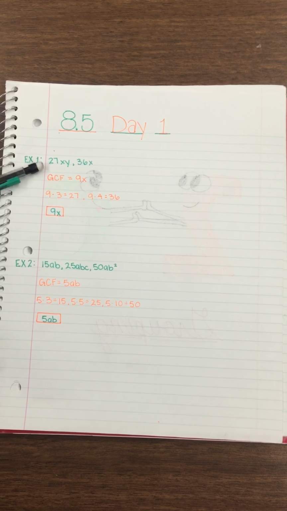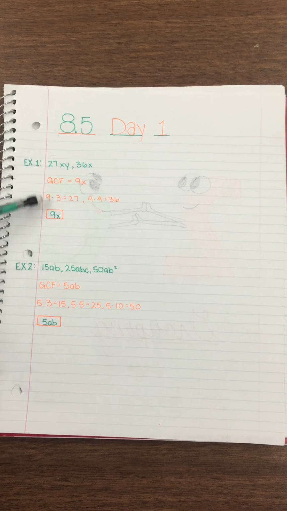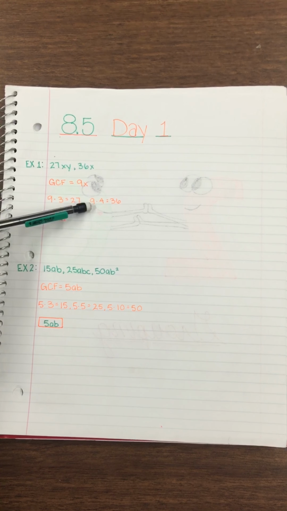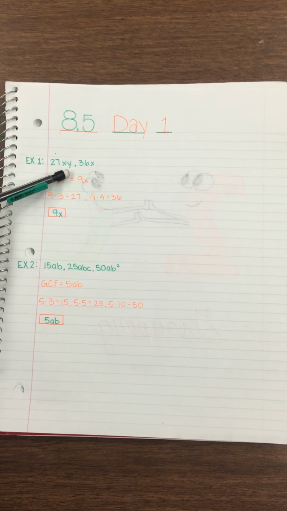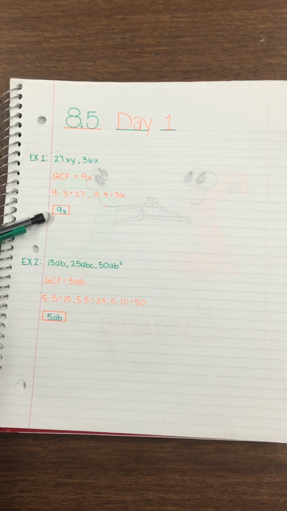Our first example is 27xy and 36x. The greatest common factor is 9x because 9 times 3 equals 27 and 9 times 4 equals 36. And they both have x in it, so that leads to the answer of 9x.